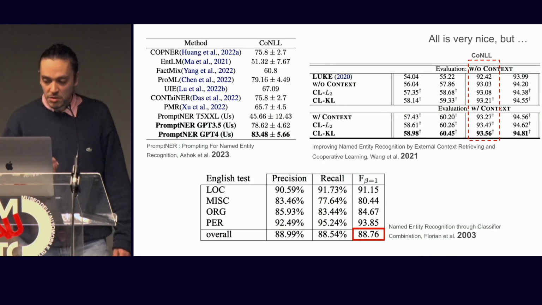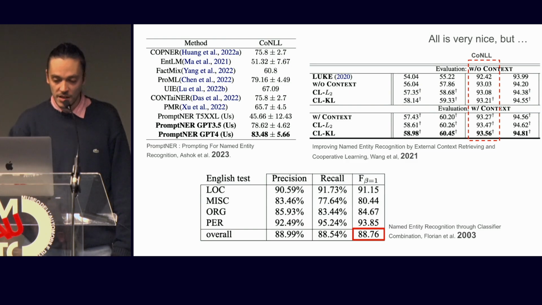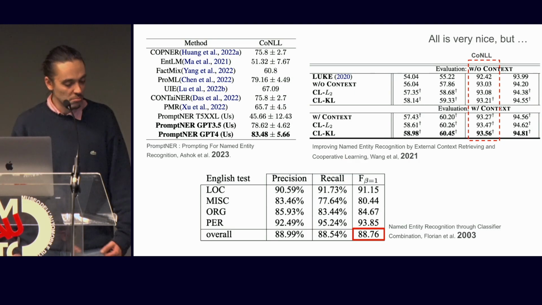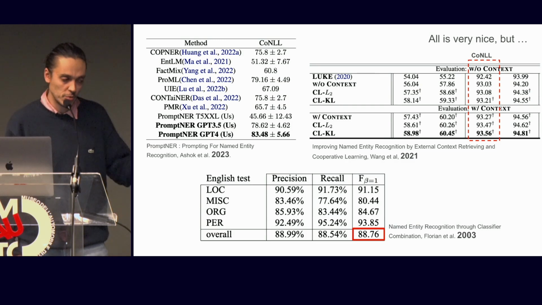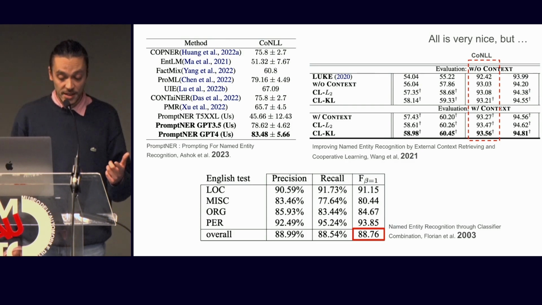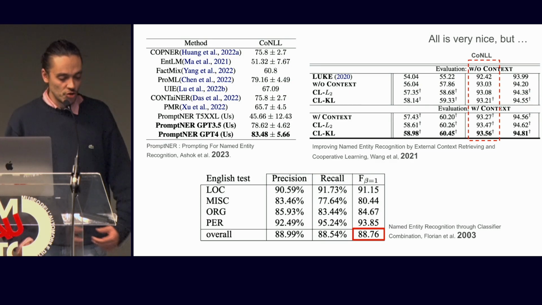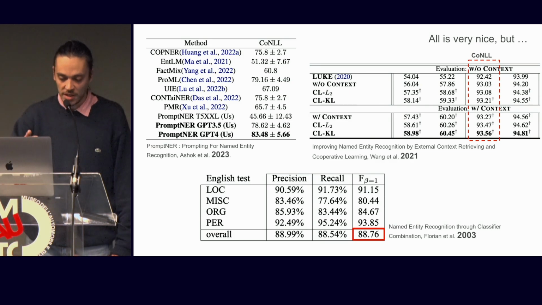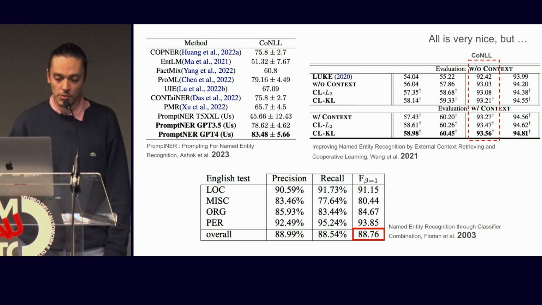Here I just show some results in the first table of a very recent article titled PromptNER. PromptNER is a named entity recognition approach, a task that we saw before, done in a generative way rather than a predictive one, trying to make a comparison between some other named entity recognition models and using GPT-3.5 and GPT-4.